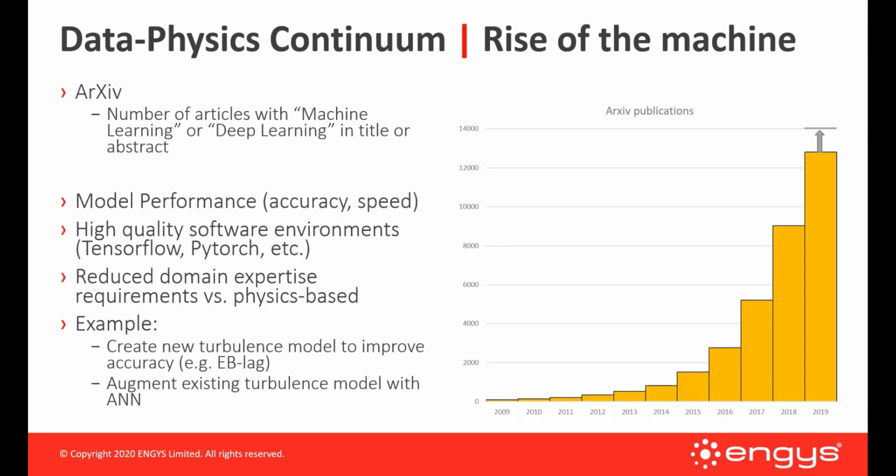One thing in our field in engineering that has become very clear, and there are a lot of publications in this context, is that you can use these artificial neural networks or machine learning to reduce the requirement for domain expertise, where you would normally have to be, let's say, a specialist in turbulence to be able to make a better turbulence model.